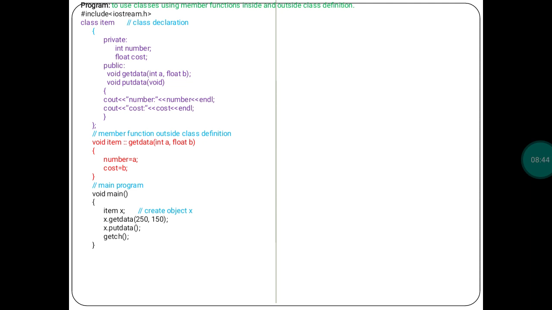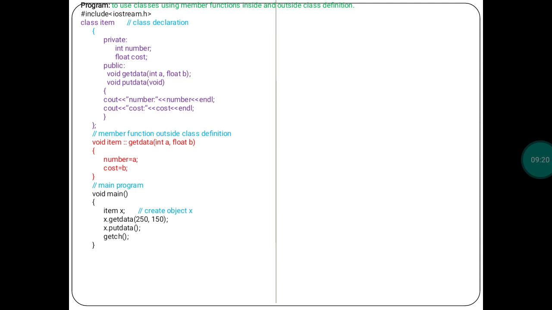See, first I will start with the header file, iostream.h, class item. Class is a keyword, item is a class name. Then opening brace, private, int number, float cost. Int is a data type, number is a variable, float is a data type, cost is a variable. So now number and cost are two private data members.